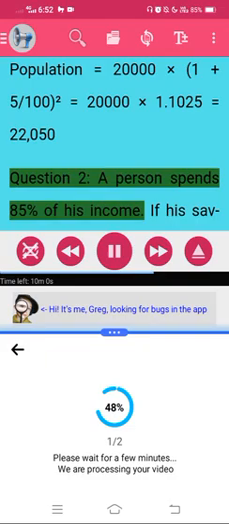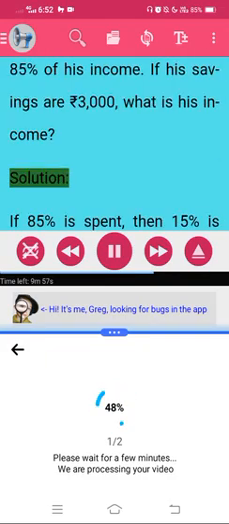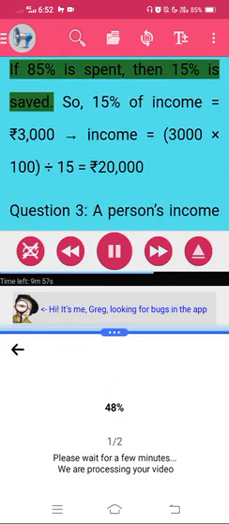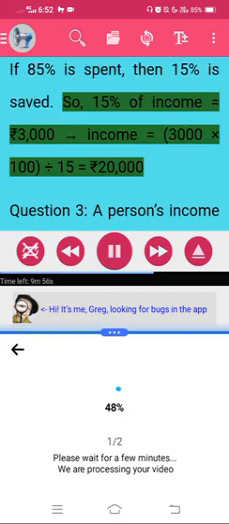Question 2. A person spends 85% of his income. If his savings are 3,000 rupees, what is his income? Solution. If 85% is spent, then 15% is saved. So, 15% of income equals 3,000 rupees. Therefore, income equals 3,000 times 100 divided by 15 equals 20,000 rupees.